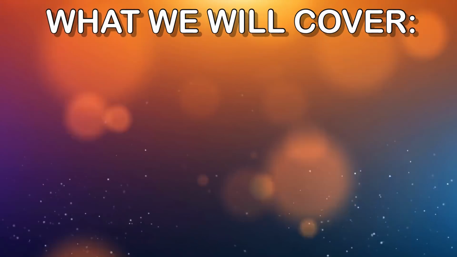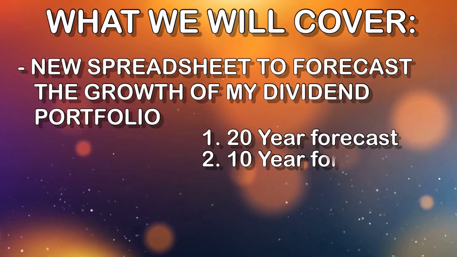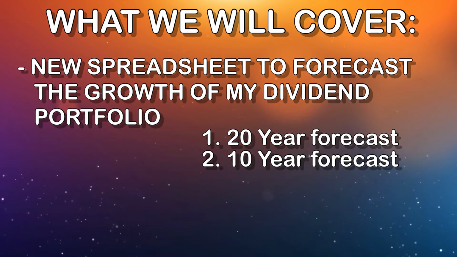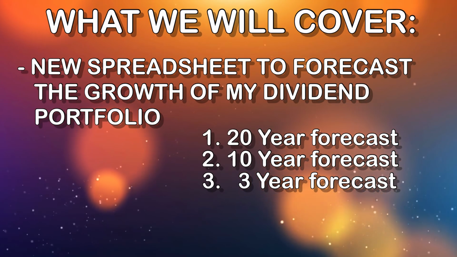Those of you that have been members of the audience for a while know that one of the big reasons why I have a dividend portfolio is because I have some significant cash flow needs in the next 3 to 5 years. This spreadsheet is going to help us take a look into the future, both 20 years, 10 years, as well as just 3 years into the future, to understand what my portfolio is going to look like based on certain variables.